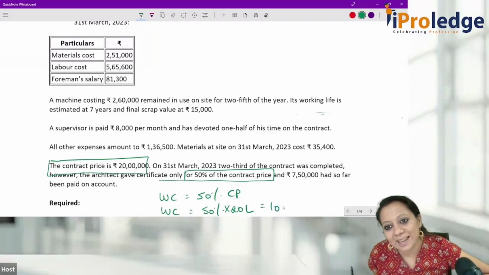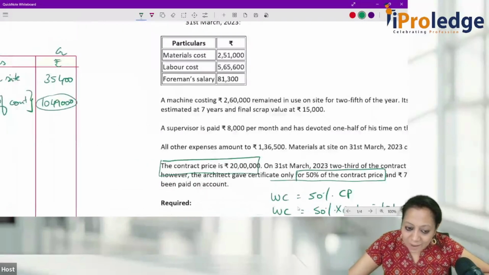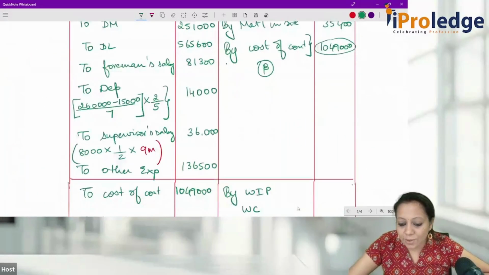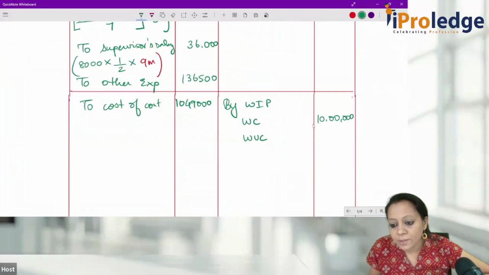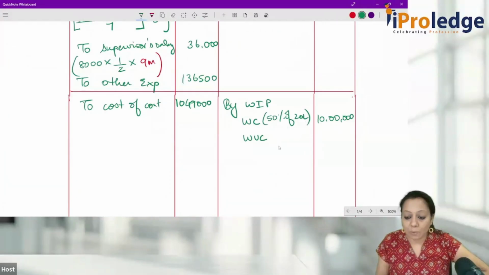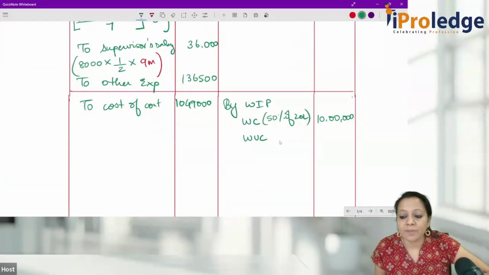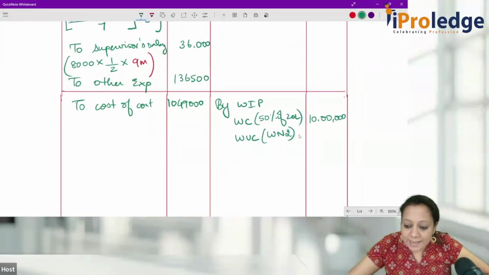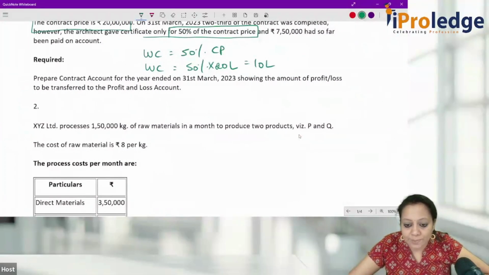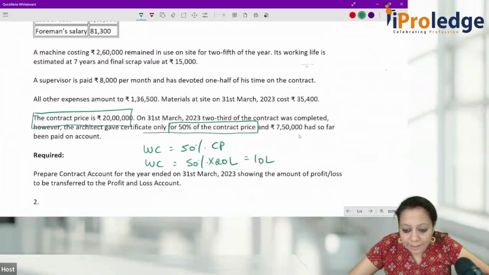Is it not 10 lakhs? Very good. So that is how we should come here and write. It is going to be 10 lakhs. So simply you can show this as 50% of 20 lakhs, no need of any other information. Now work uncertified, again, we have to do a little bit of work. Shall we? Yes. So working note number 2. Now first I'll explain, then I will do the working note.